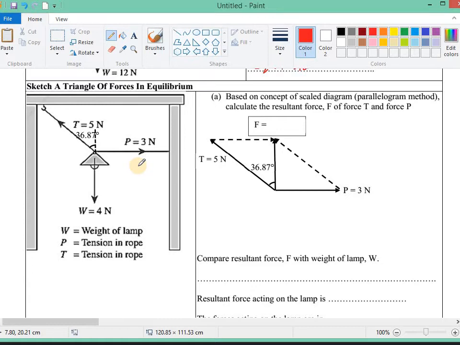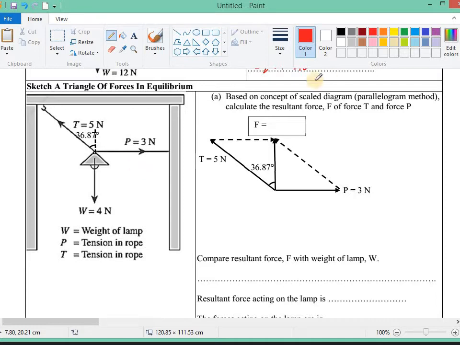And just by looking at this lamp, we know that the forces are in equilibrium. How do we know that the forces that act on the lamp are in equilibrium? The lamp is not moving. The lamp is stationary right now. So the lamp is stationary, that means the resultant force is 0. Resultant force is 0, that means the forces are in equilibrium. The forces are all balanced. The 5 Newton, 3 Newton, and the 4 Newton are all balanced with each other.